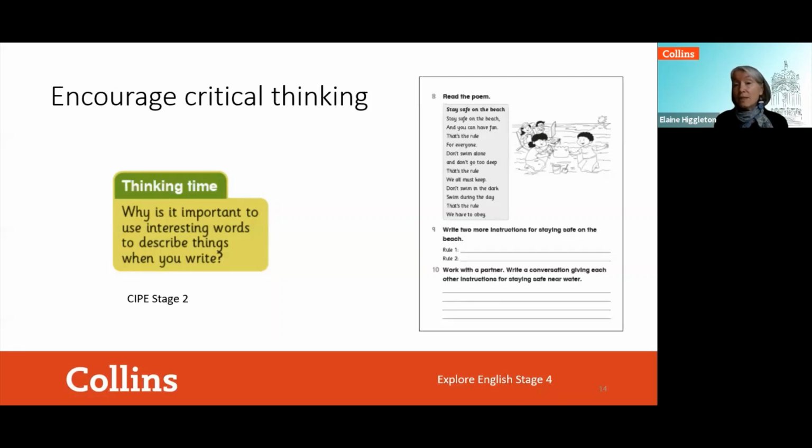The next example is from Explore English, the primary English course for second language learners. There's a little poem about staying safe on the beach. And then activity number 9, write 2 more instructions for staying safe on the beach, encouraging learners to dig a little deeper, to go a little further independently on their own, to read and be scaffolded by the poem, but then to take it a little further independently.